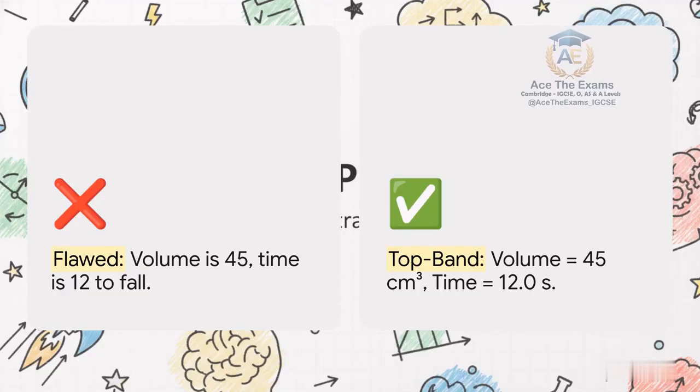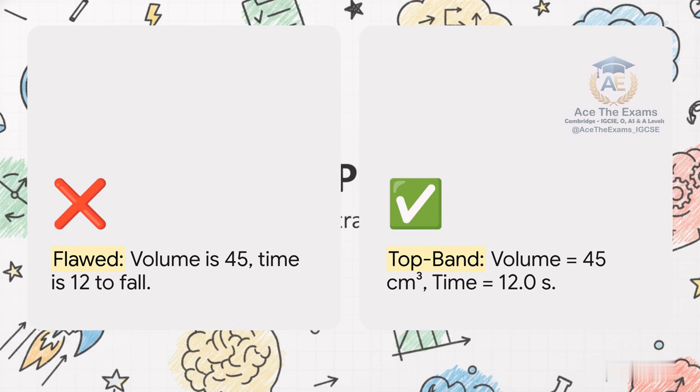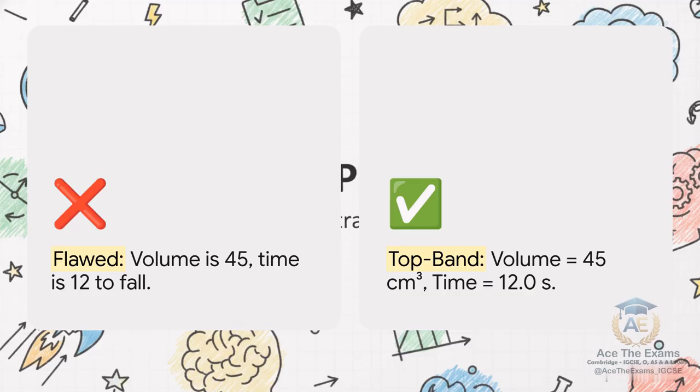It's a striking contrast when you look at these two approaches. That flawed answer? Completely missing units and precision, basically relying on vague, subjective words like fast. But look at the top band response. It perfectly substitutes the values with the correct units and proper significant figures. Volume equals 45 cubic centimeters, time equals 12.0 seconds. See that 0.0? That right there proves to the examiner that you fully understand the precision capabilities of a standard stopwatch. It's a total game changer.